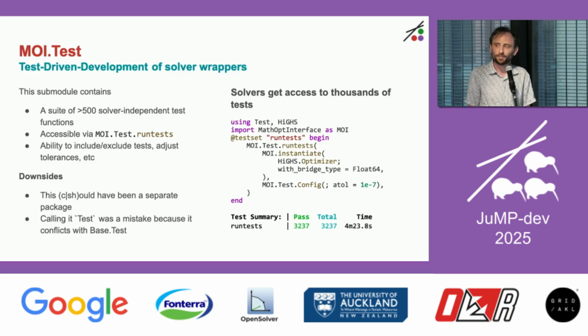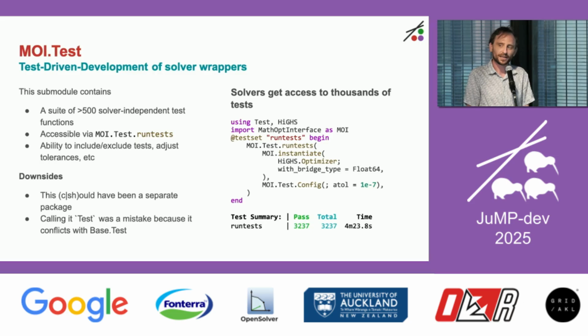Every time we find a bug in one of the wrappers or a bug in one of the solvers, we add a new test to MOI, and then that flows through into the rest of the ecosystem. So if we find a mistake in HiGHS or we find a mistake in Gurobi, then we are testing the other solvers as well. And we semi-regularly find bugs in solvers themselves because of these tests.